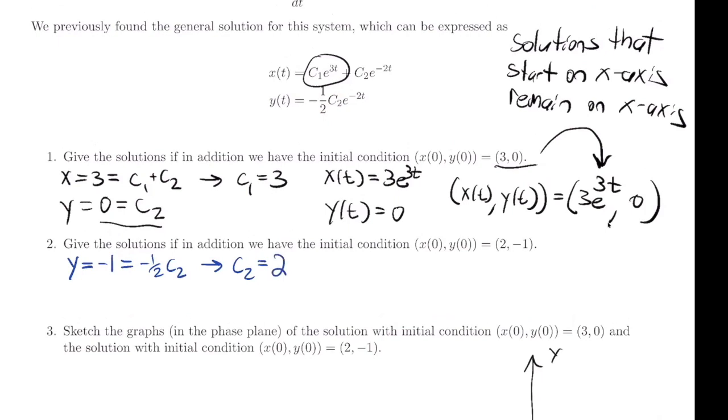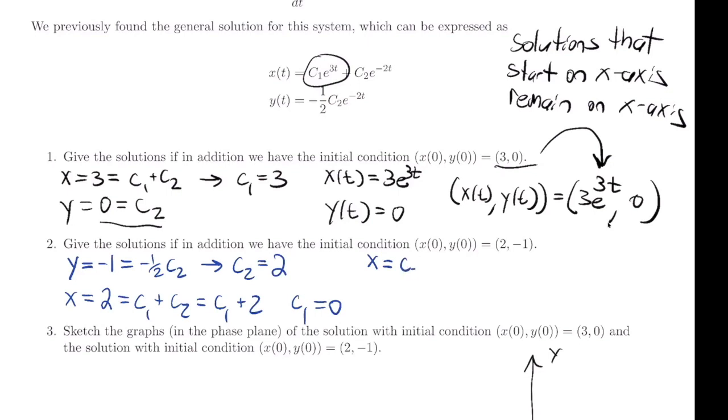So this tells me that C2 should be equal to 2. Don't forget, we have this little constant in front of the C2, which we need to take into account there. And so then that tells me for x, when we plug in t equals 0, if we get 2, this would give me C1 plus C2. And since C2 is equal to 2, this tells me that C1, that doesn't look right, is equal to 0.